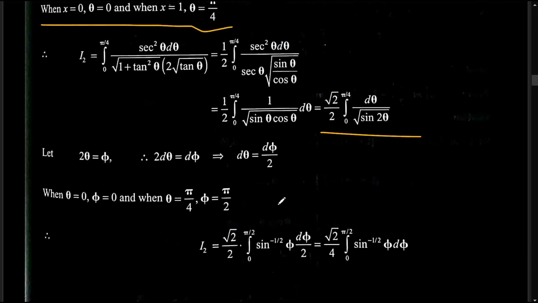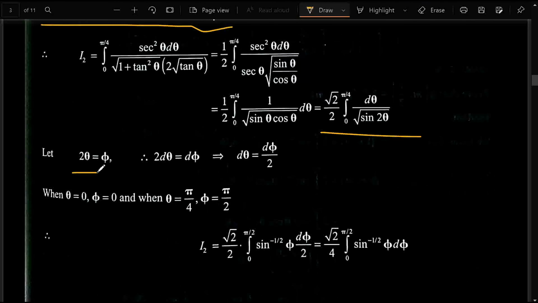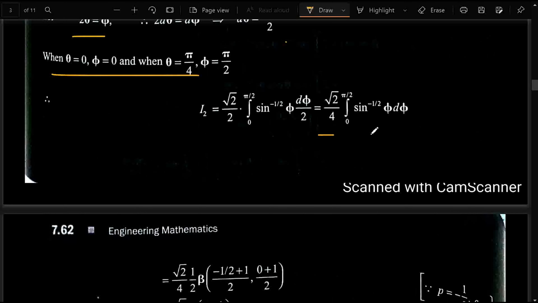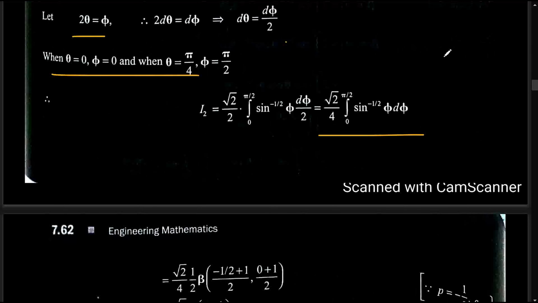And now again we have to do the substitution method. 2 theta is equal to phi, and again you have to change the limits and then differentiate it, and then putting it in, we get this. And now there is another form of the beta function: the integral from 0 to pi by 2 of sine theta whole power n plus cos theta whole power m d theta is equal to half into beta of m plus 1 by 2, n plus 1 by 2.